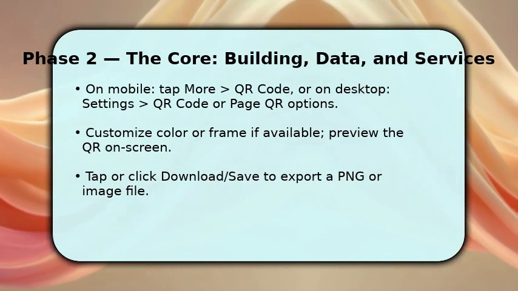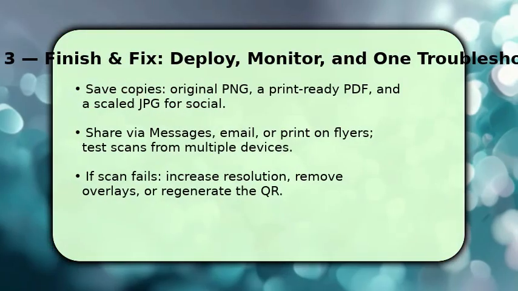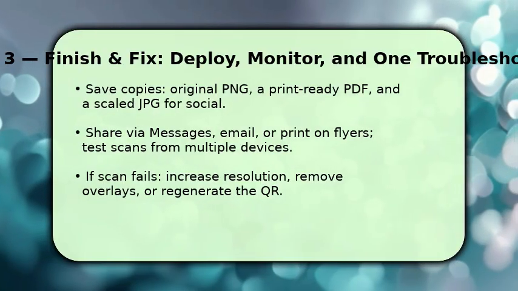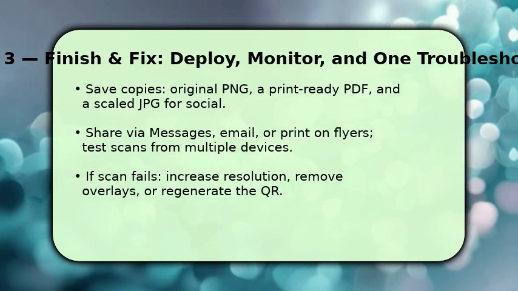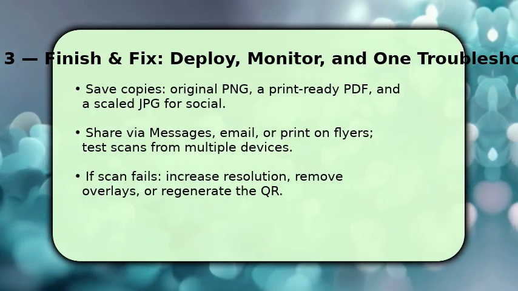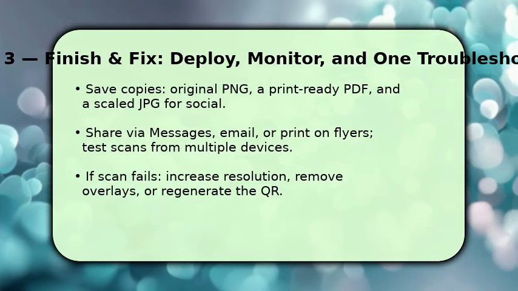Test the file immediately. Finish by saving multiple formats. Keep the original PNG, create a print-ready PDF, and an optimized JPG for posting. Share the QR via message, email, or print it on materials. Make sure you test scans from different phones and camera apps so you know it works universally.